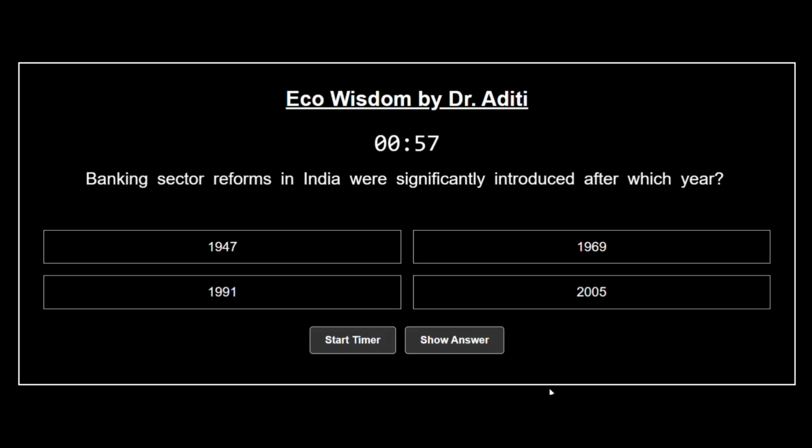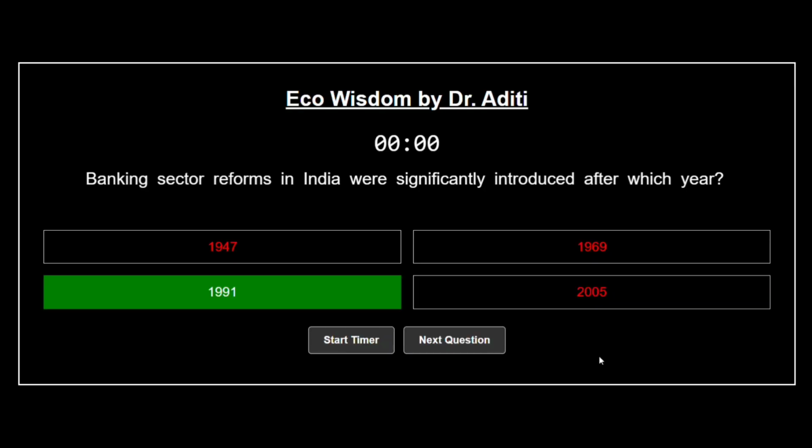Banking sector reforms in India were significantly introduced after which year? The options are 1947, 1969, 1991 and 2005. Very theory based kind of a question. Again, this is also a very logical question. If you look at the options, you can easily cut one or two options, like they are out of the picture. Only two remain, and then you have to mark the correct one. It's time. Correct answer is 1991.